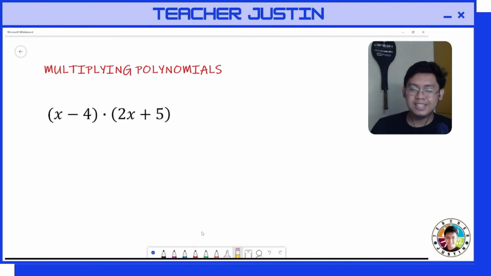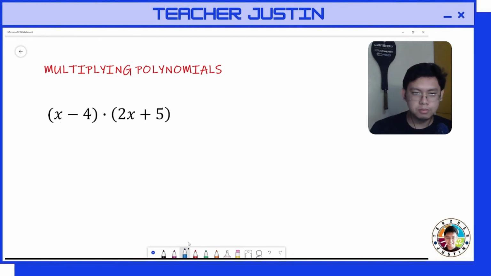Okay, so let's have our first example, multiplying these two polynomials. So we have x minus 4 and 2x plus 5. So we have our first polynomial, which is x minus 4, and 2x plus 5. So let's multiply our first term to each term of our second group.